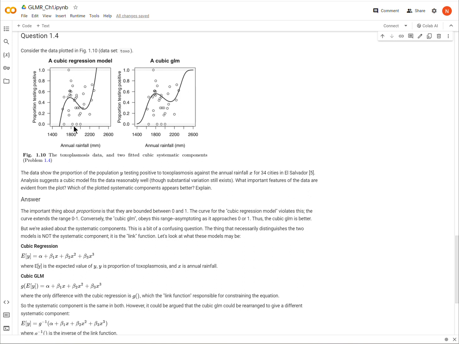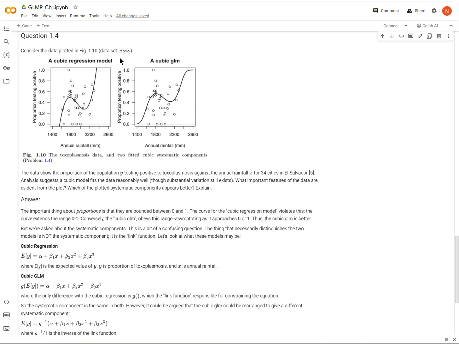So the data represents proportion of positive cases for toxoplasmosis plotted against annual rainfall, okay? So notice that the proportion goes between 0 and 1, right, because it's a fraction. Maybe there's 100 cases of toxoplasmosis in a population of 1 million or something. It's some fraction, and so the value goes between 0 and 1.